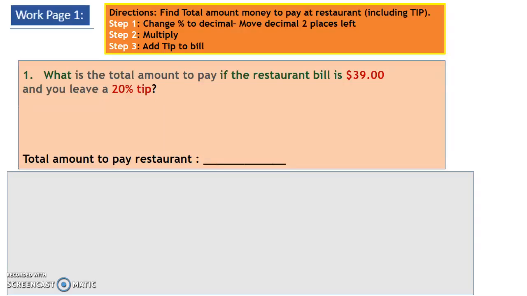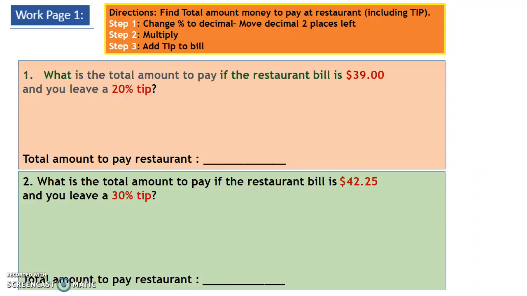Now, it's your turn to work on your work page. Number 1, I want you to calculate the total amount to pay if the restaurant bill is $39 and you leave a 20% tip. When you're done with number 1, I want you to try number 2. What's the total amount to pay if the restaurant bill is $42.25 and you leave a 30% tip? Find the total amount to pay the restaurant.